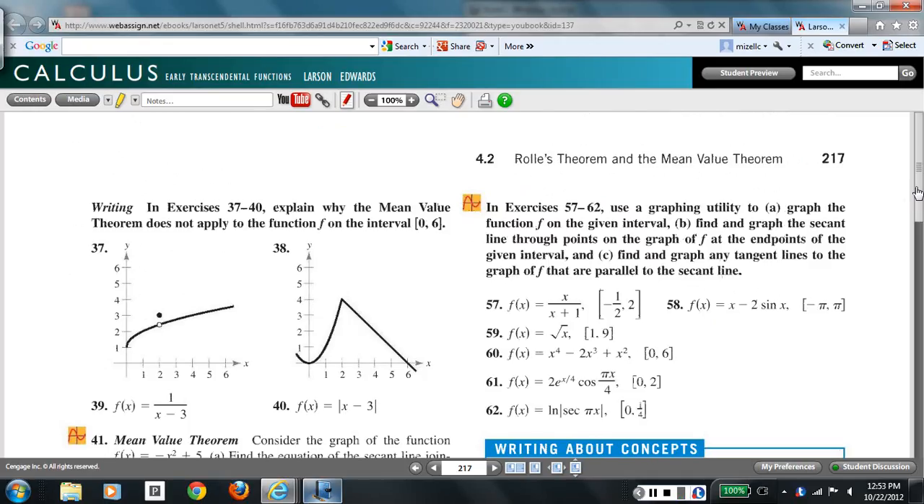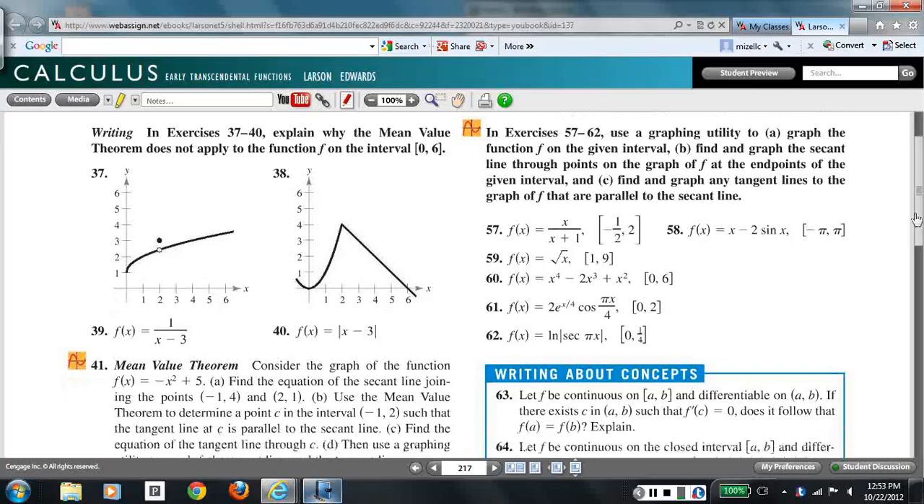37 and 38. 39 and 40. Explain why the mean value theorem does not apply. Why does the mean value theorem not apply on the interval from 0 to 6 in problem number 37? It's not continuous. Because that point's above the graph, it's a discontinuity, and it has to be continuous on the closed interval from 0 to 6.